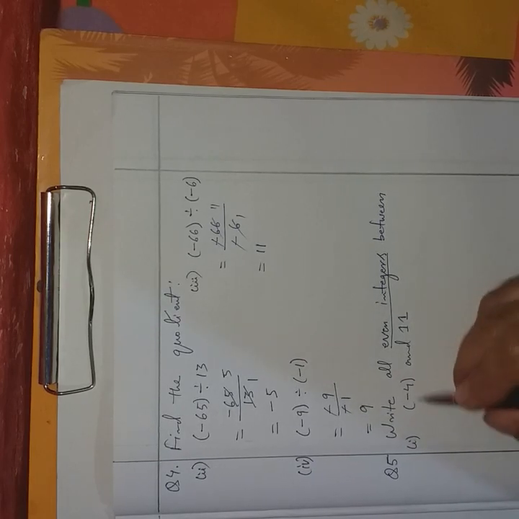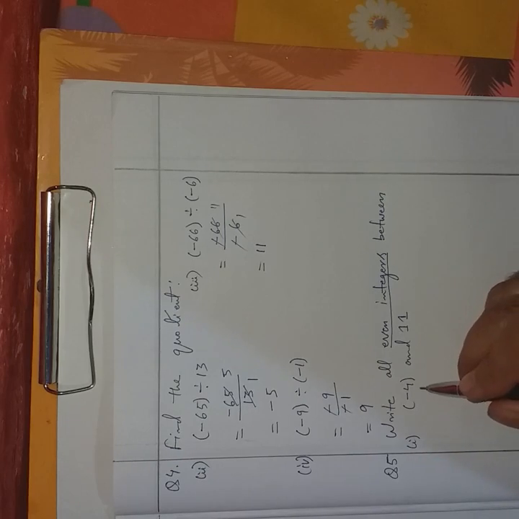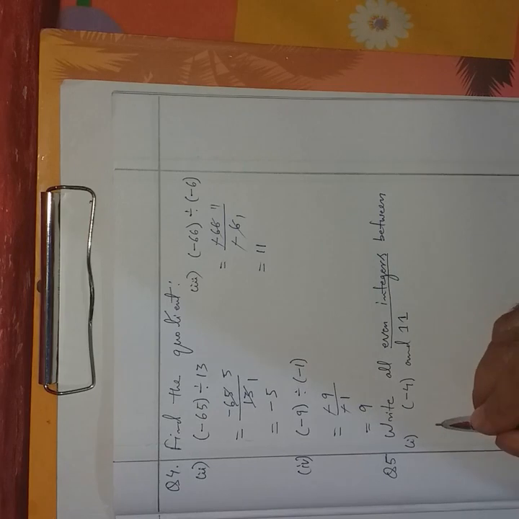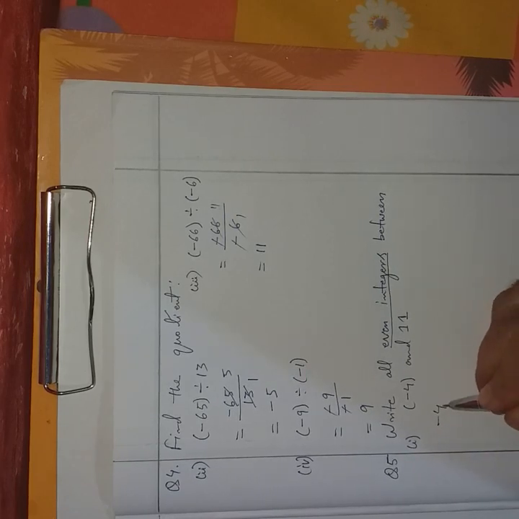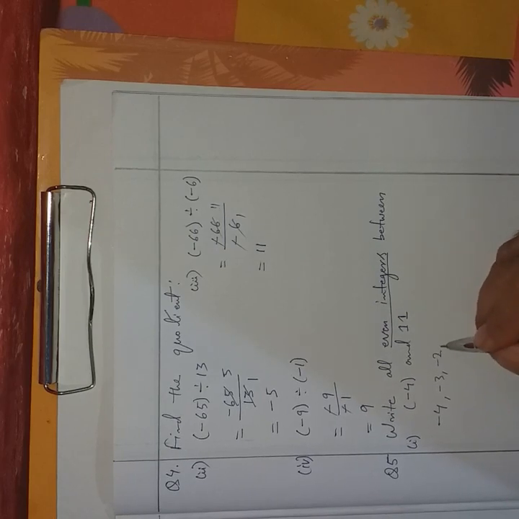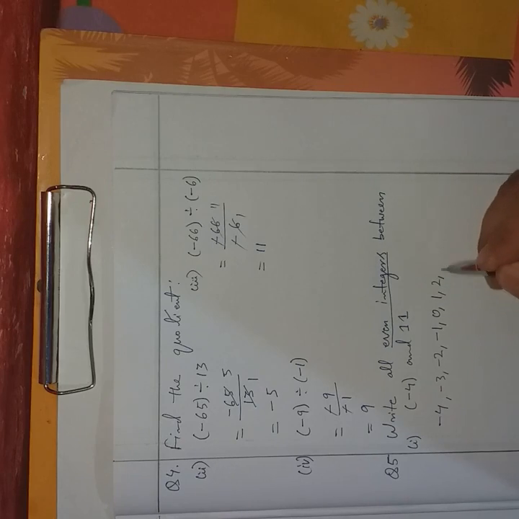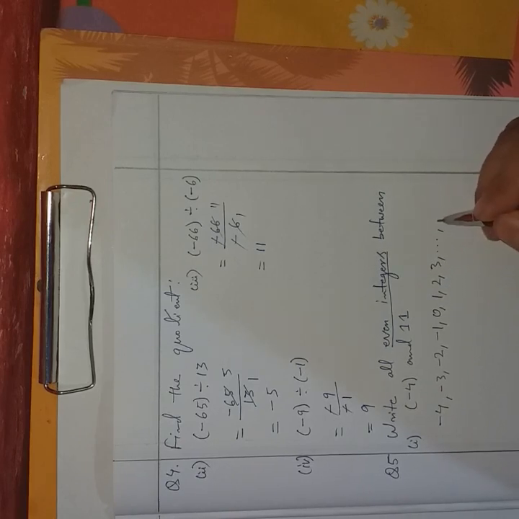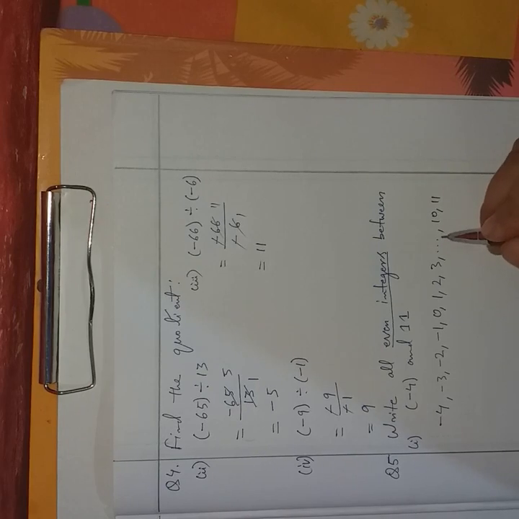Leaving minus 4, what is the next number? Next number is minus 3, minus 4, then comes minus 3, isn't it? Minus 3, minus 2, minus 1, 0, 1, 2, 3, like this we have to write up to 11. This is in between the numbers are there. In this, dot dot dot means in between the numbers are there in the same manner.